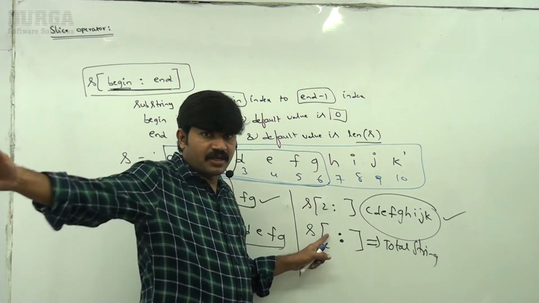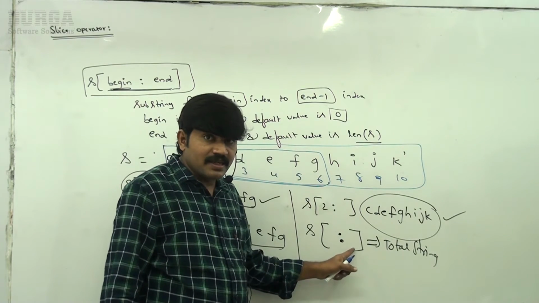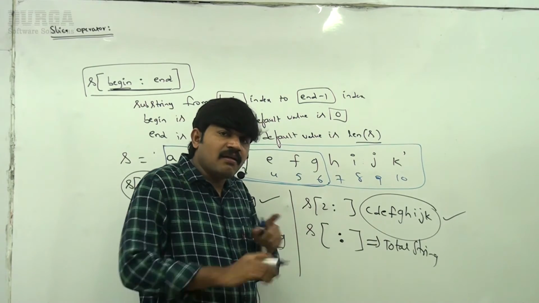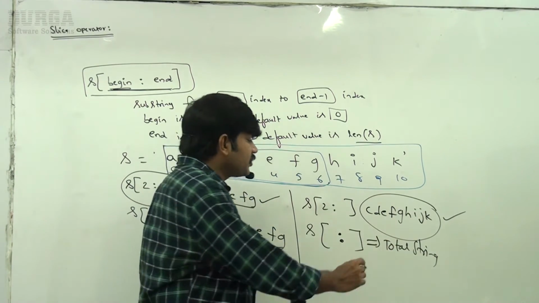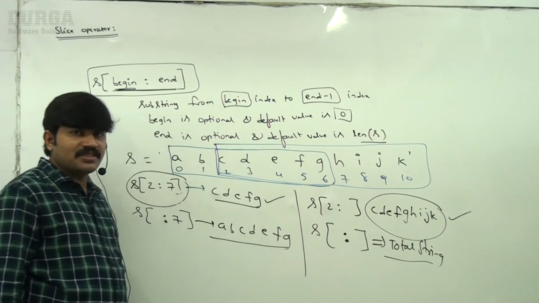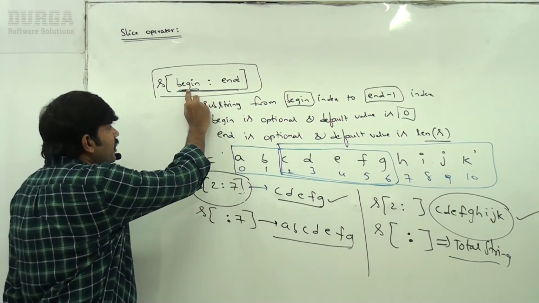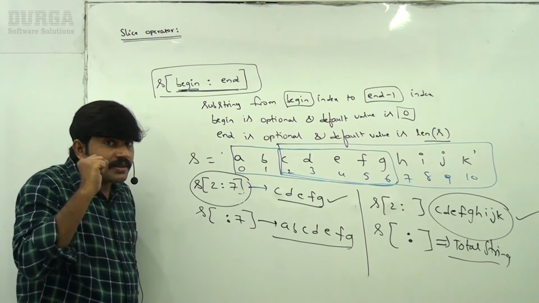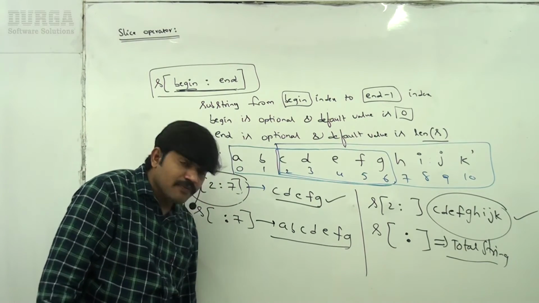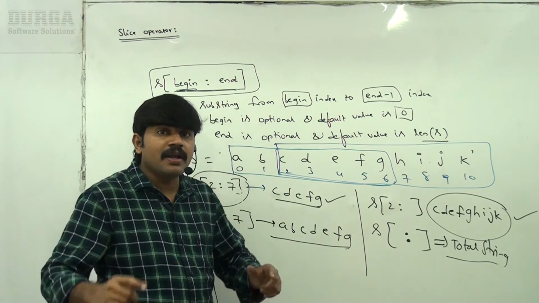0 means from beginning onwards. You didn't specify end, default value is length of the string. So begin to end, all characters we are going to get, means total string we will get. Is everyone in a position to understand, right? So with the begin and the end, what is the behavior? You should have clear clarity. And then if you feel comfortable, we will go for step attribute.